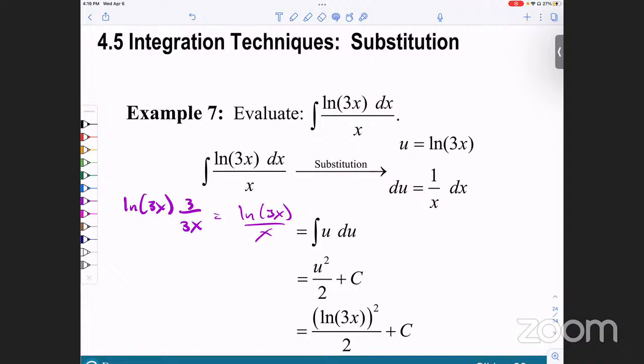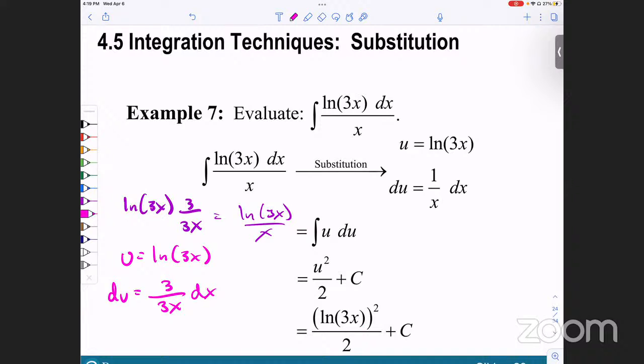Let's back up a second. So with this u, right? If u is the natural log of 3x, right? Then du is going to be x, because it's x over x. So we just chose the wrong u. It's about choosing the correct u, right?